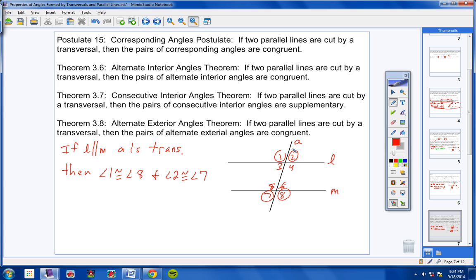Okay? I'm going to pause for a second while you finish your pictures here, your diagram, and then we'll continue on.